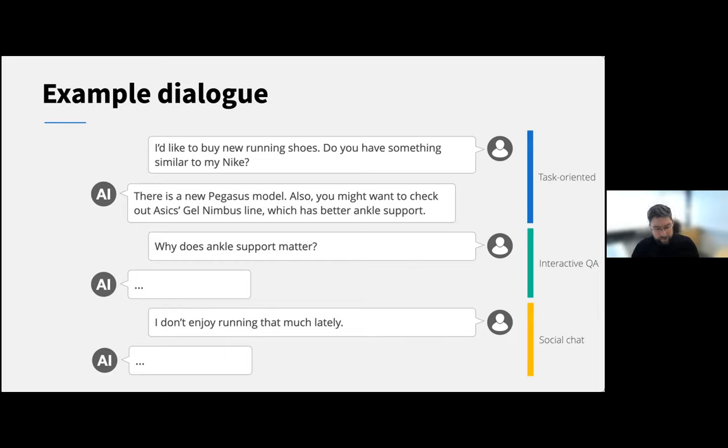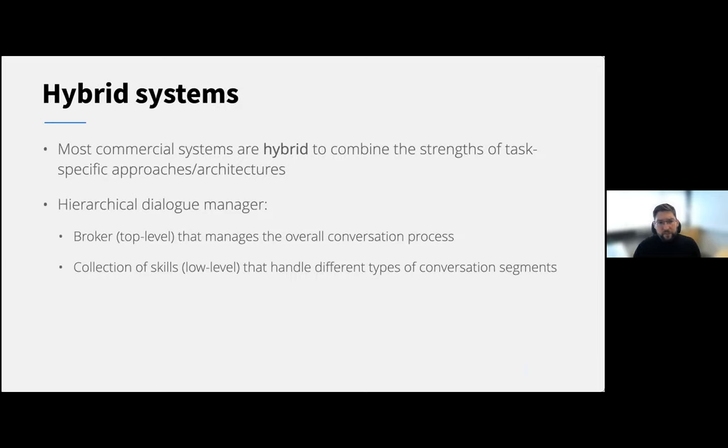One would be simply the agent saying, well, I'm sorry to hear that, but the agent could also respond by interpreting it as an implicit information need and suggest some motivational videos, for example. Okay, so the point I'm trying to make here is this is what we would need, a hybrid system.